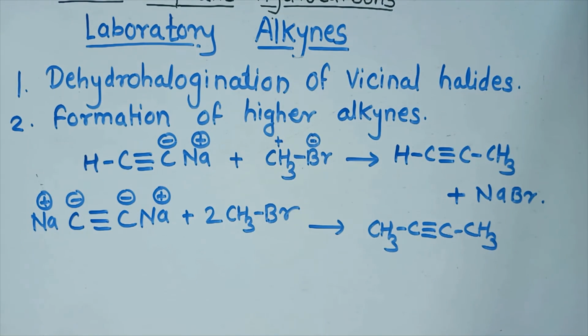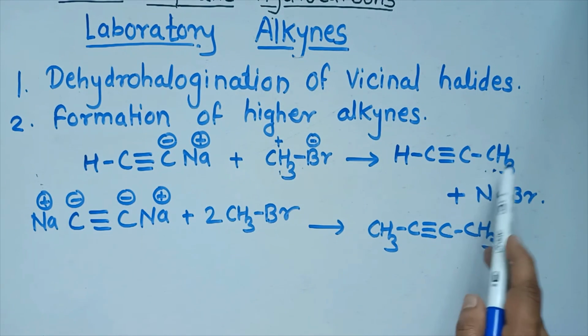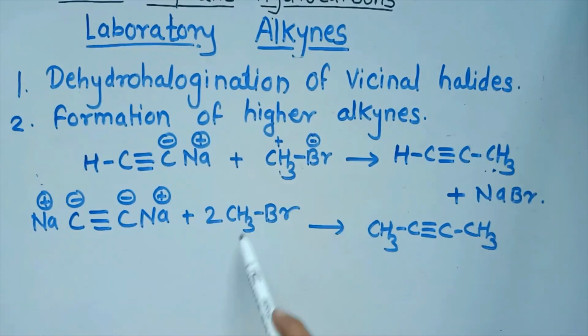Okay, it is clear. It is very simple. If here we use ethyl bromide, then there is a formation of 1-butyne, right? So in this way, depending upon the use of this alkyl halide, we prepare the higher alkynes. Okay, it is clear. So this is another very simple reaction of alkynes.